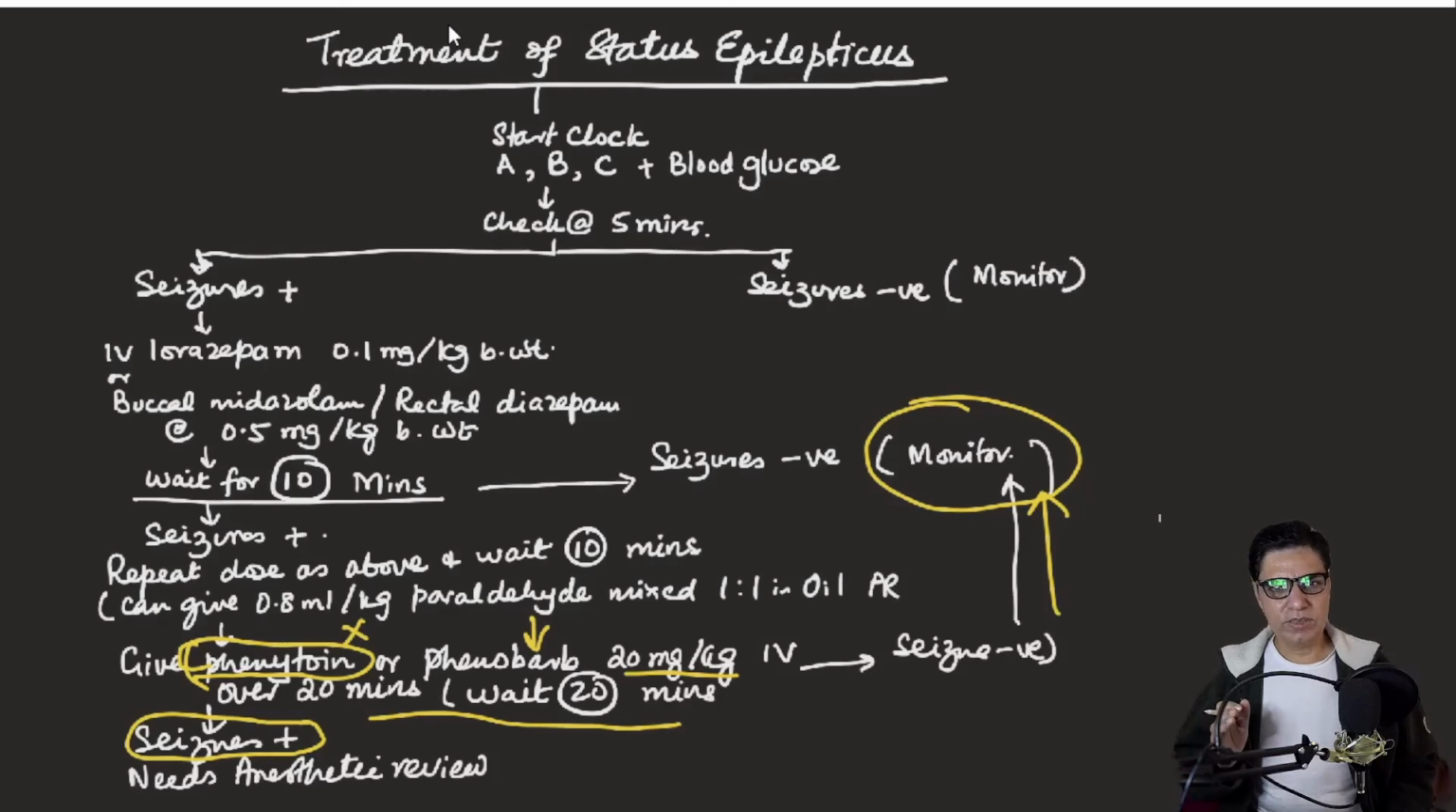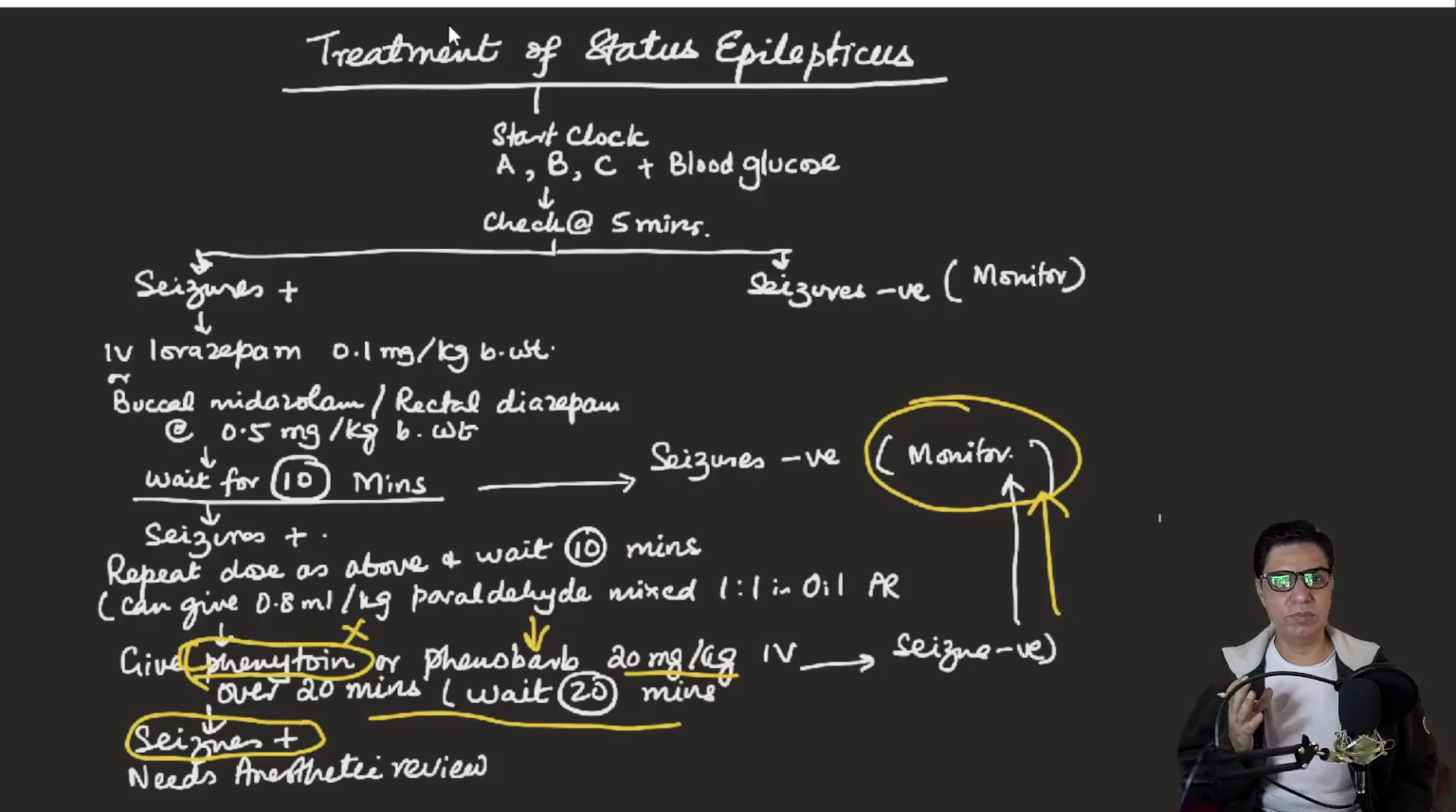If you haven't got the IV access, then you can also take an intraosseous drill, and you can just drill it in the tibia, and you can give an intraosseous lorazepam as well. Or if you are not comfortable with the intraosseous drill, then you have got the choice of giving them buccal midazolam or rectal diazepam as well.